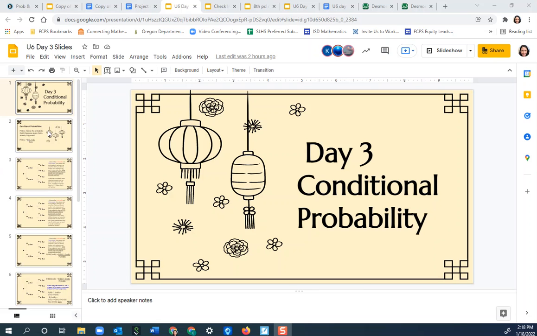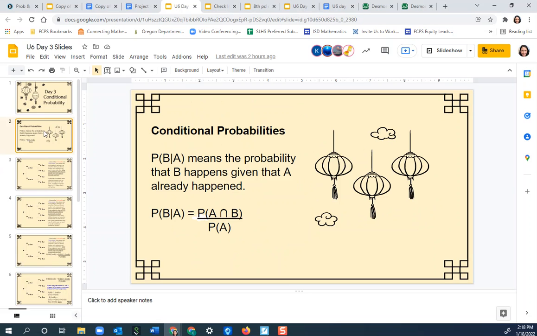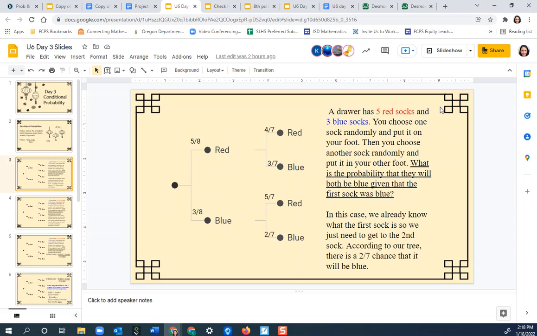All right, so conditional probability. This is the probability one event happens given that another event happens. So when you see that line there, it says B line A, that's the probability that B happens given that A already happened. Okay. Sometimes you don't need to use the formula.